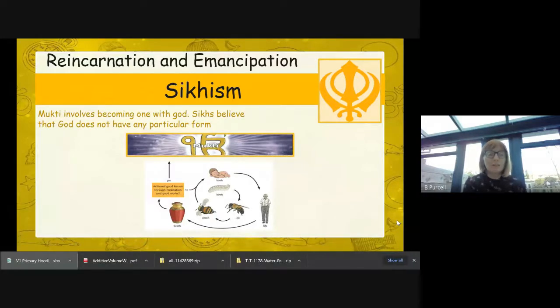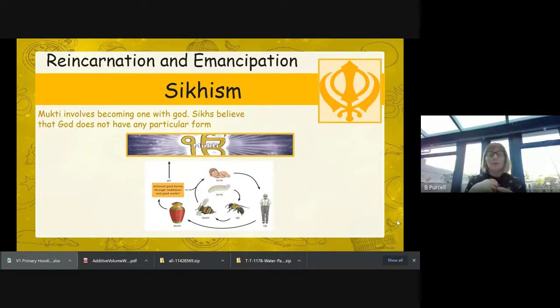Sikhs believe that God does not have any particular form, but that you again have to live a good life to achieve mukti. So they believe in the same repetitive cycle of birth, life, death, and rebirth, and that you will be reincarnated in a different form if you do not achieve good karma through meditation and good works.